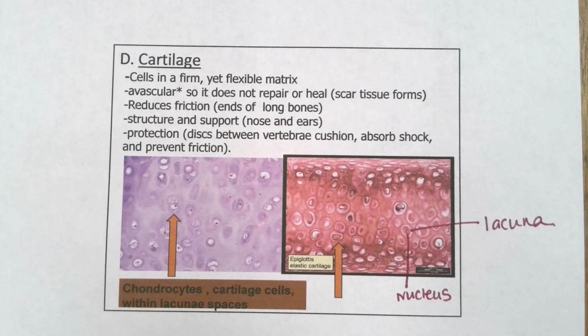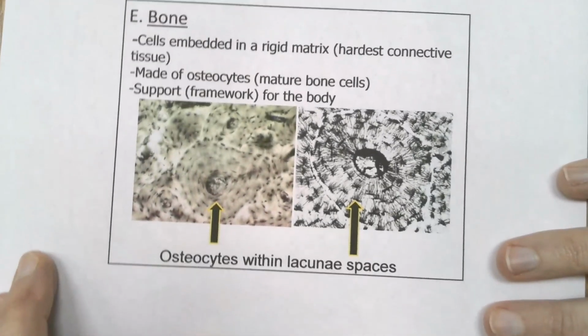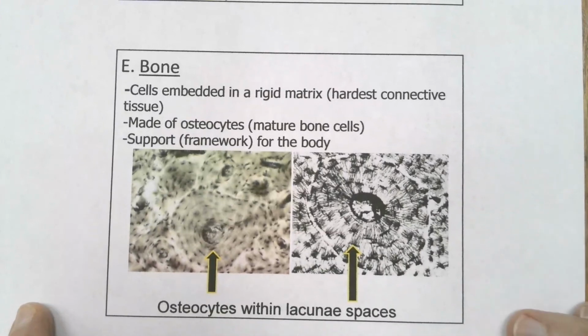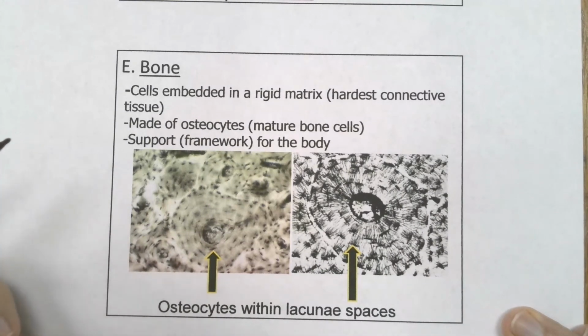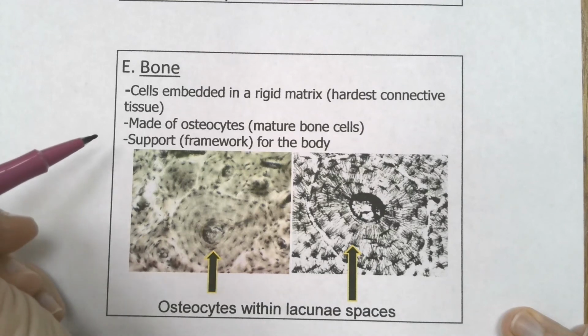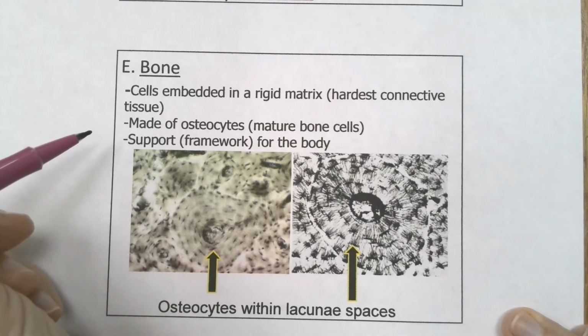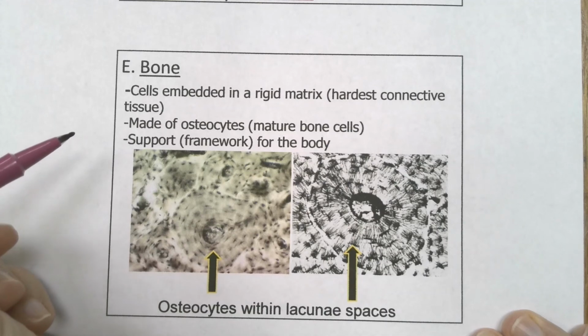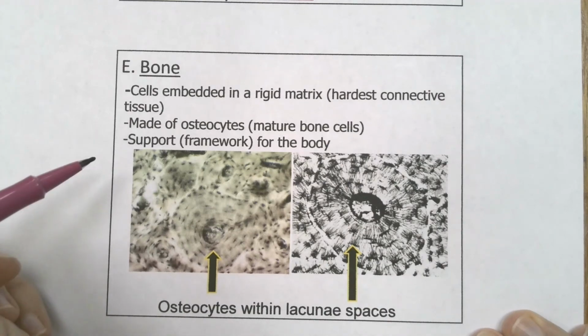And so this is, again, solid matrix, firm and flexible. Everything's been solid so far. Now we'll go to our most solid, our hardest tissue, which is bone, okay? So here the cells are in a rigid matrix. The cells are called osteocytes, the mature bone cells, and they are inside lacuna as well. This is, of course, your skeleton, all of the bones that make up your body.